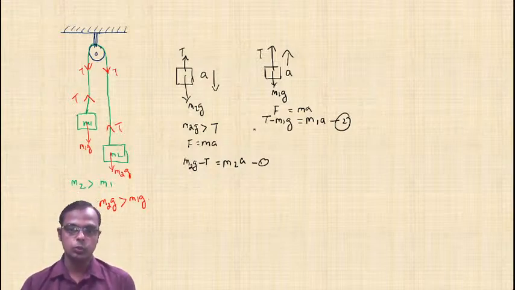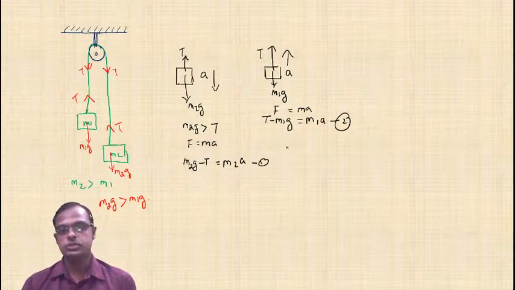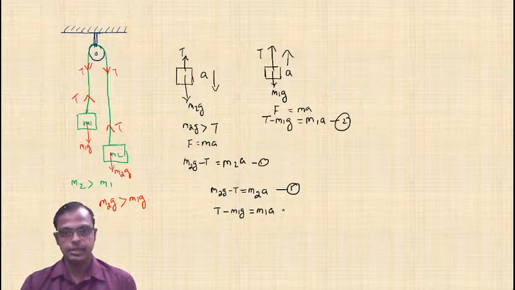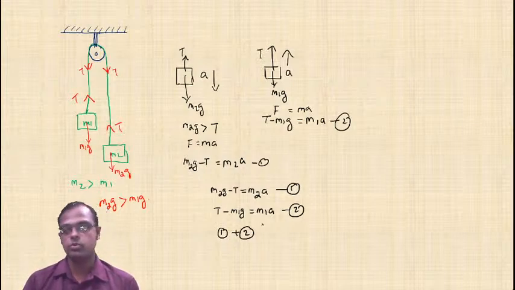Equation number 2. Now the possible question is, what is the acceleration and what is the tension? So we have two equations here. Equation number 1: M2G minus tension is equal to M2A. Equation number 2: T minus M1G is equal to M1A. What you have to do here is just add equation number 1 and 2.